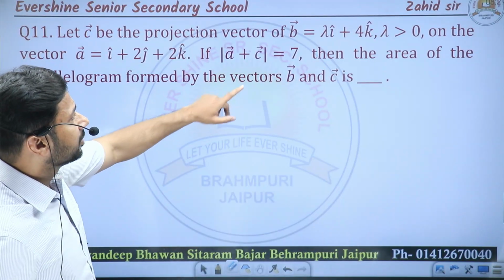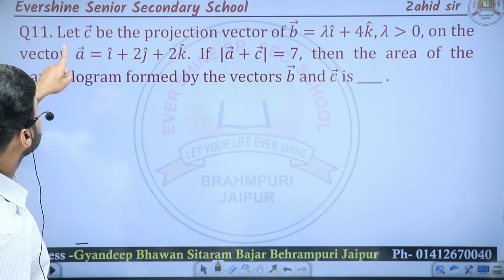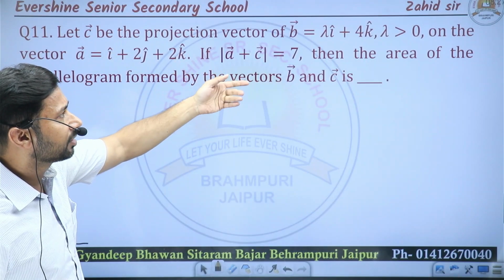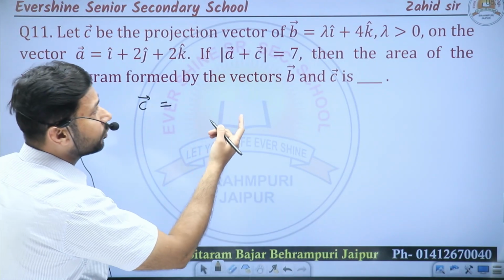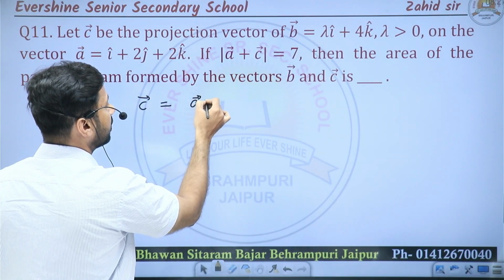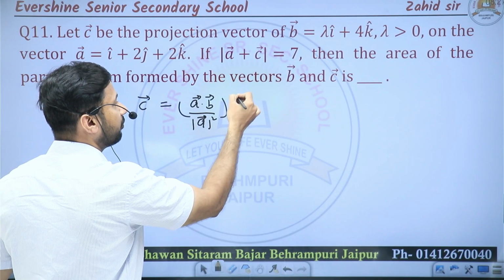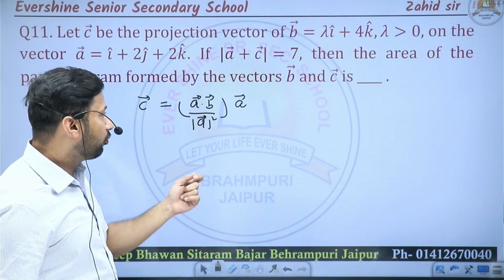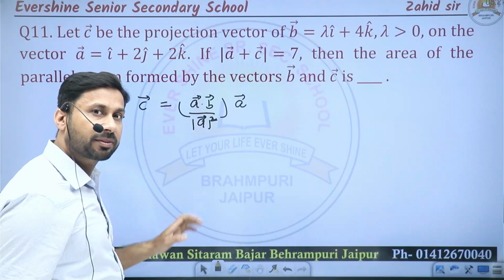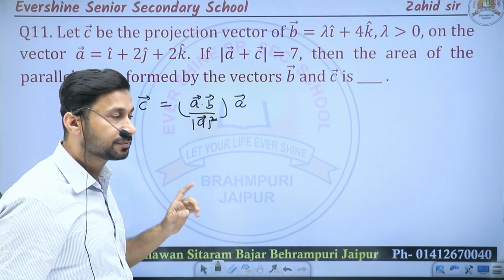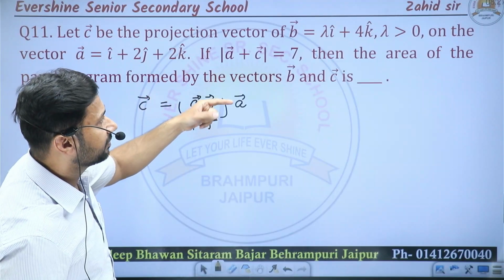So first, we are given C is the projection vector of B on A. So the formula of projection vector: projection vector of B on A will be A dot B upon mod of A squared into vector A. This is the formula of projection vector. Projection vector can be found by this formula. I explained in my previous class. Here A is given, but B is given in terms of lambda.